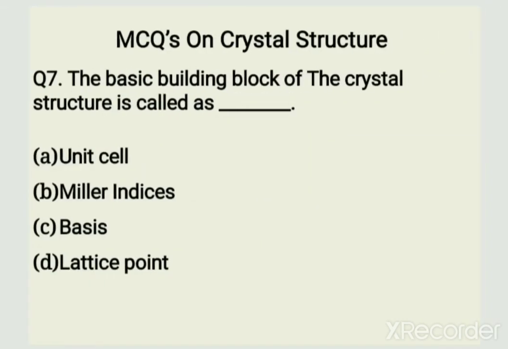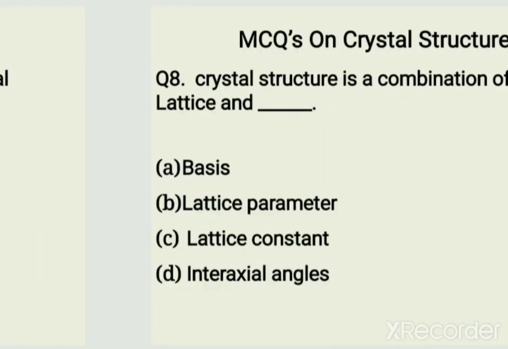Next question is the basic building block of the crystal structure is called as. We all of us know that the basic building block of the crystal structure is called as unit cell. It is also called as the smallest structure or the fundamental building block of the crystal structure. So the answer is unit cell.